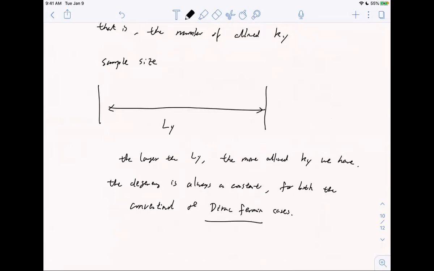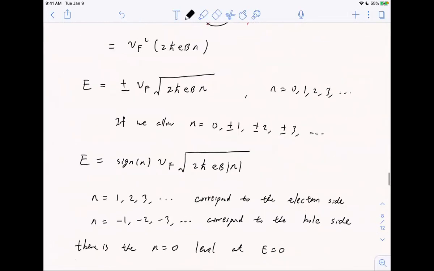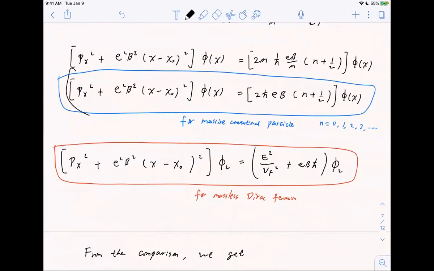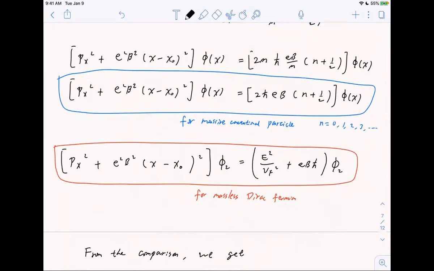So the Dirac fermion case has exactly the same degeneracy. Why? Because you solve the equation by comparing the two cases. Let me see. Okay, you compare the conventional case with the Dirac fermion case, and then you solve it for the energy level, right? So these two equations have the same form, the same number of allowed x0. So the two systems have exactly the same degeneracy. Is it okay?